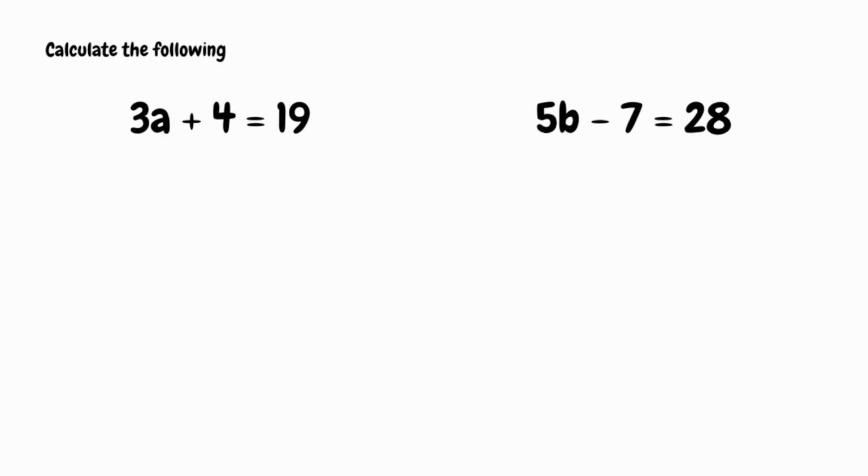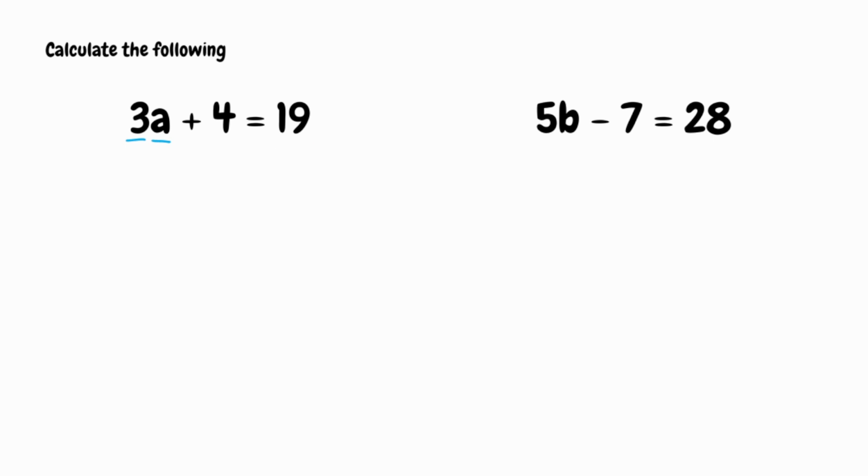So an easy way to understand what we actually need to do first is to visualize this as a function machine. We're starting with a, we then multiply by 3, we then add 4, and that gives us our answer of 19. So because we're trying to solve for a, we're actually working backwards, which means we need to do this function machine back to front.